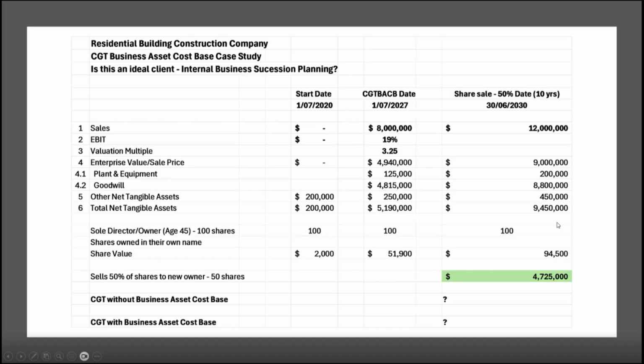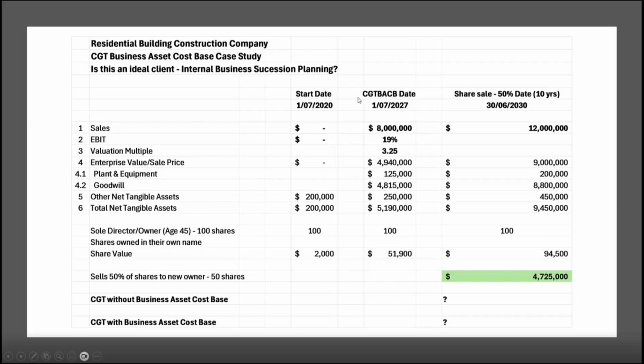So the total net tangible asset value was $9.45 million, and divide that by the number of issued shares, there's a value per share of $94,500. So with this particular client who's looking at internal succession, selling 50% of their shares to an investor and owner, they would benefit from a CGT business asset cost base date valuation.